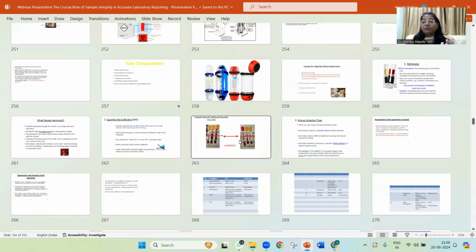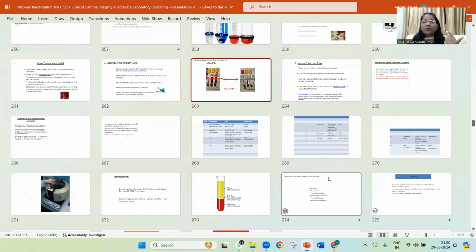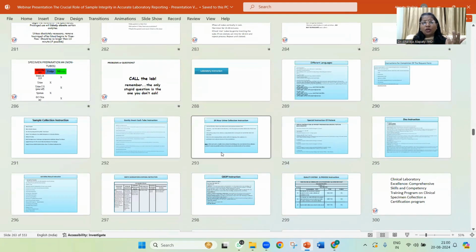How much volume of vacuum is there in the tube? Is it correct? Are they collecting like this? No. Yellow tube is okay, but for the EDTA tube, the anticoagulant to blood ratio is lost. So all these things have to be taught. How do they centrifuge? What all do they have to do?